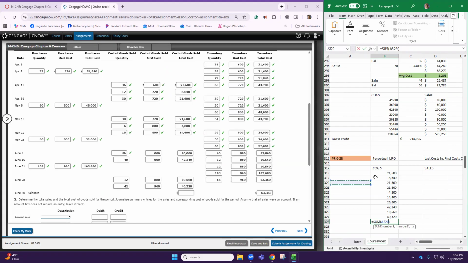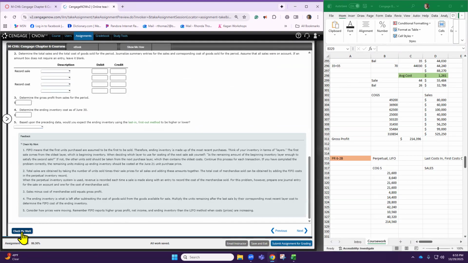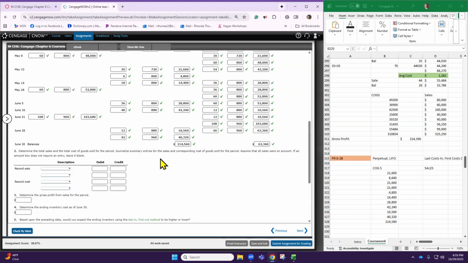And by the way, if you're using Excel, you can just highlight all those and it'll tell you how many you have. Yep. And it'll also give you the sum. But I want you to see it. Okay, so we're going to add all those together. 214,560. All right, let's check our work. See if we got it. Yes. Now we're going to record the sale.